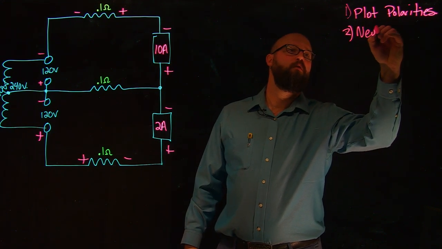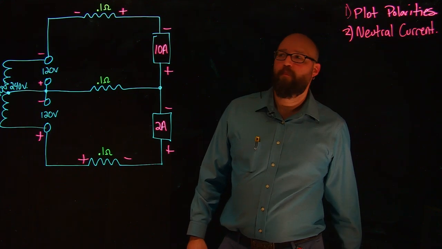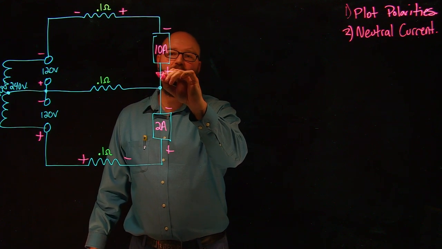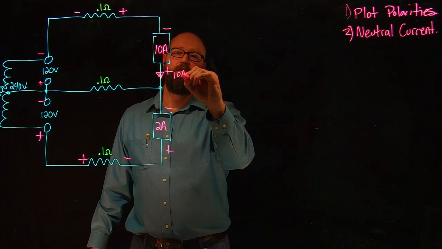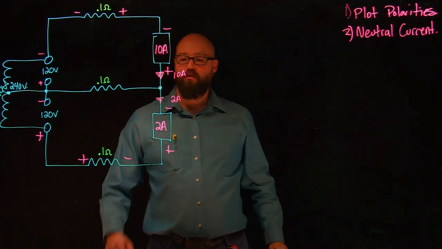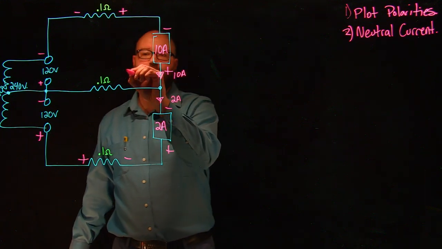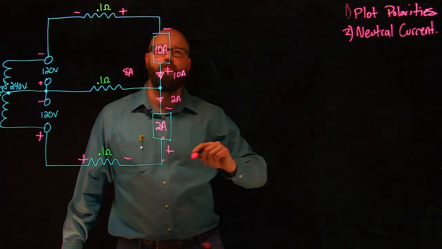Okay, so we're going to take a look at what happens now, step two, with the neutral. Because we know at this point right here we have 10 amps, and at this point right here we have 2 amps. We know that the difference between these two lines is 8 amps. So we know the current on our neutral is 8 amps.